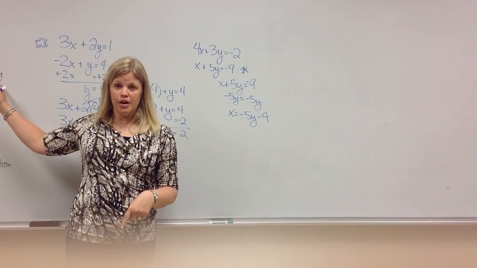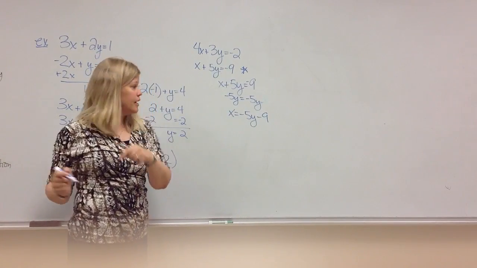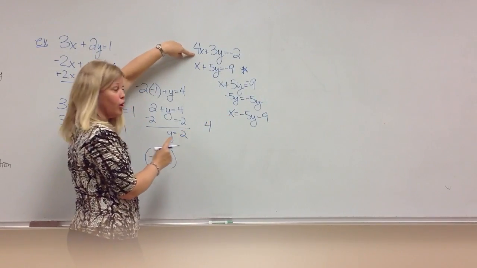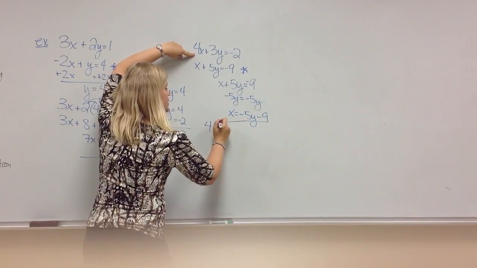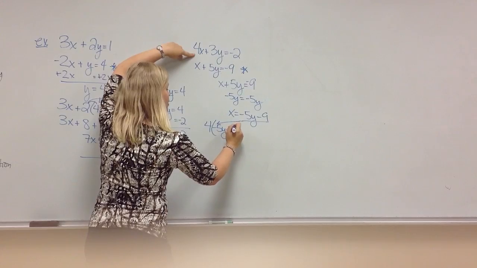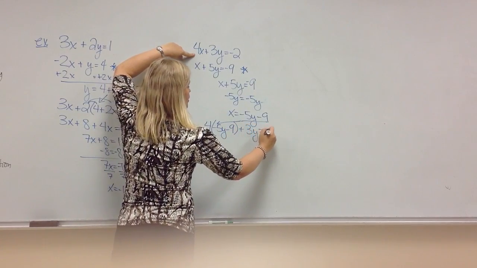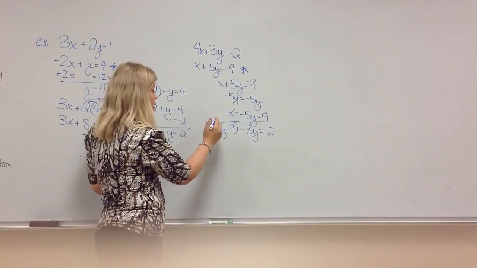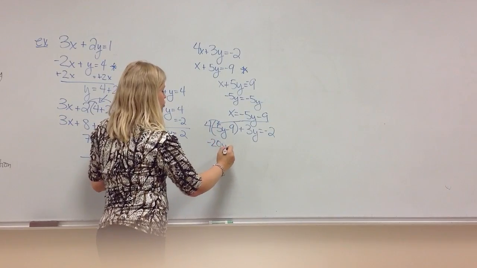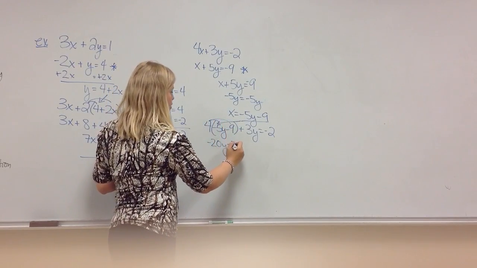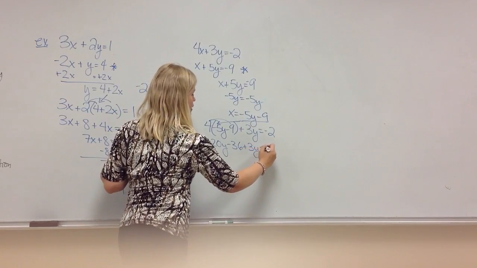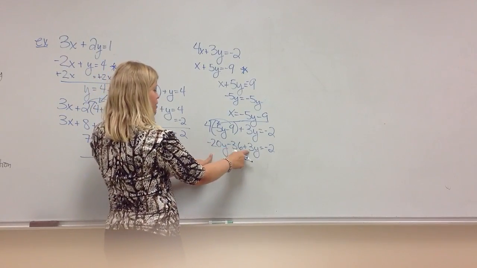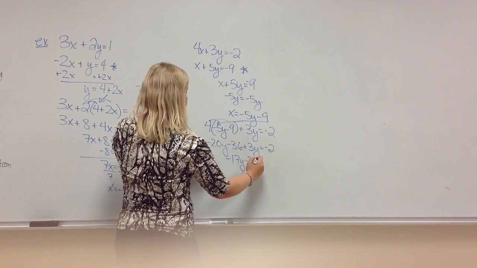Now, after you get one variable all by itself, what do you have to do? Plug it in. So I'm going to go to the other equation, and this time, instead of writing 4x, I'm going to substitute this in, and I put in negative 5y minus 9. Write the rest of what's up here, plus 3y equals negative 2. What does it mean to have a number in front? Oh yeah, distribute. So negative 20y minus 36 plus 3y equals negative 2. Any like terms? Oh yeah, these two, and negative 20 plus 3 is negative 17.